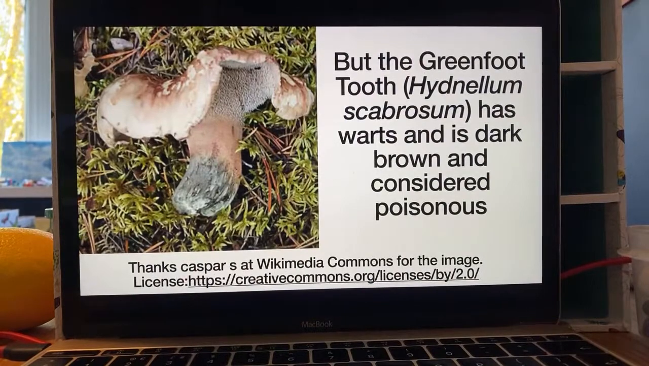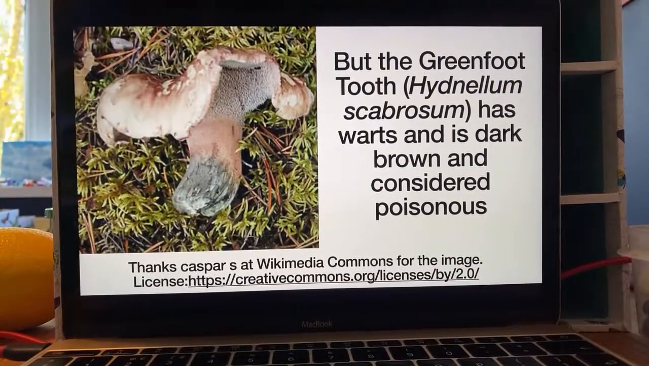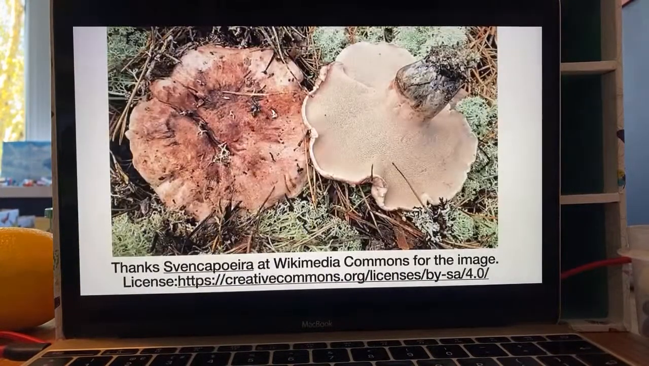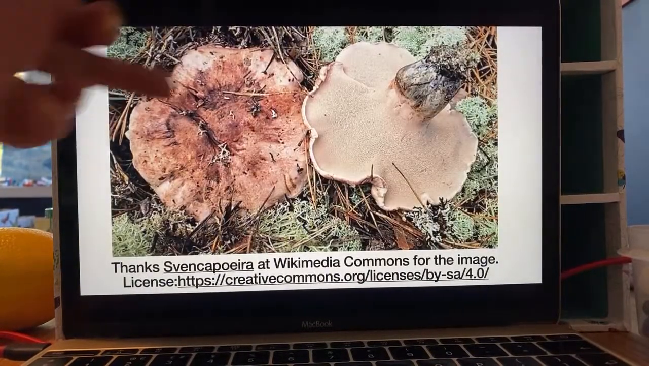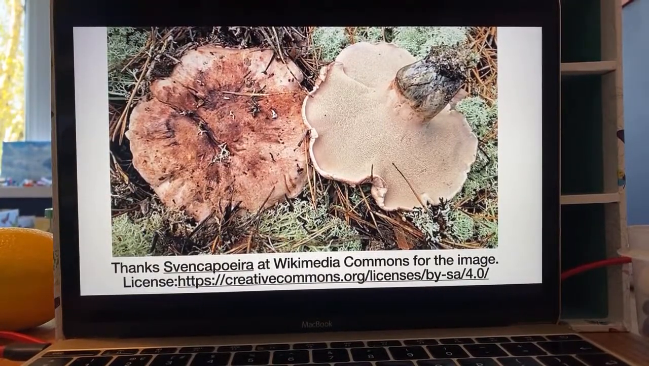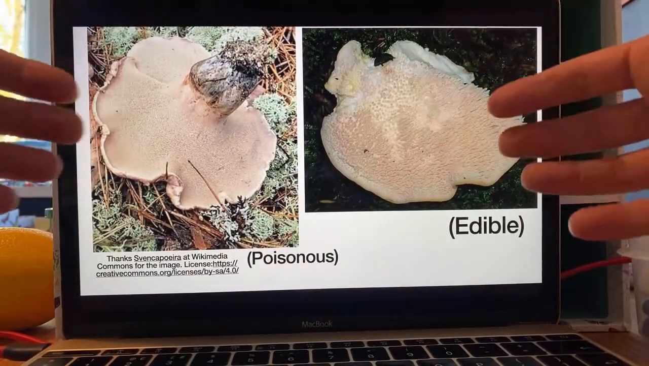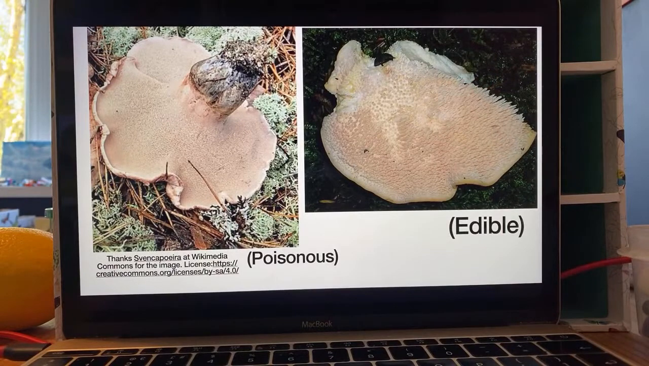But there is this mushroom, the greenfoot tooth, and it does look different. It's got warts on the top and it's dark brown. But this one is considered poisonous. Now, I can totally see how an expert would not get them confused, but I'm not completely trusting myself. I can't really see the warts on there. So this is the underside of the greenfoot tooth mushroom, which is considered poisonous. If they're right next to each other, maybe you could tell, but I don't think that out in the wild I would trust myself to know the difference between the edible hedgehog mushroom and the poisonous greenfoot mushroom.